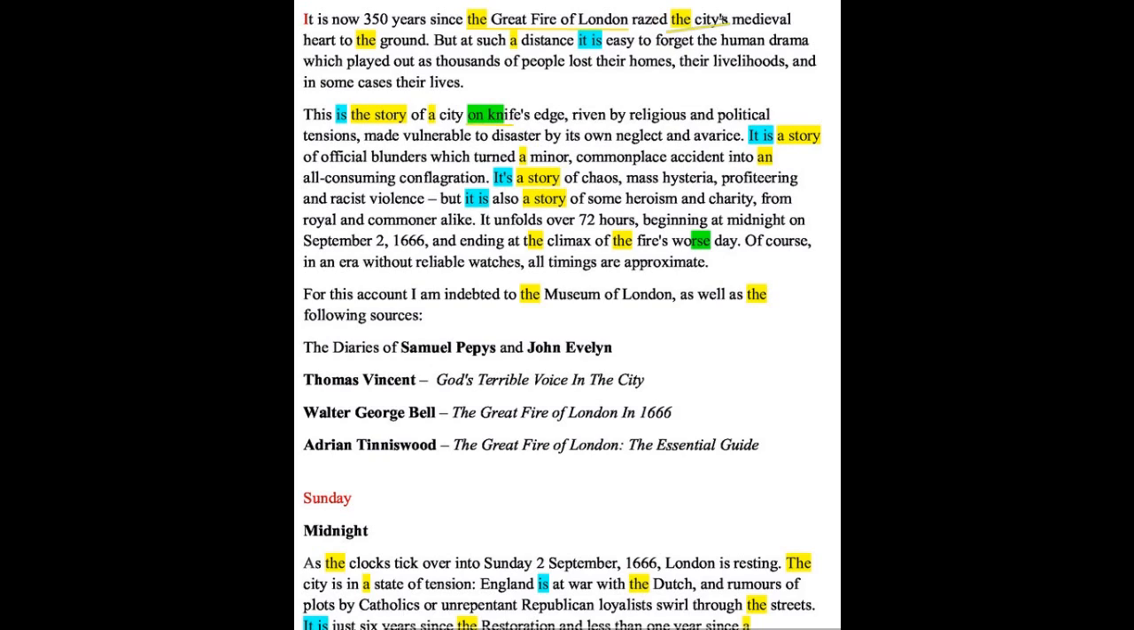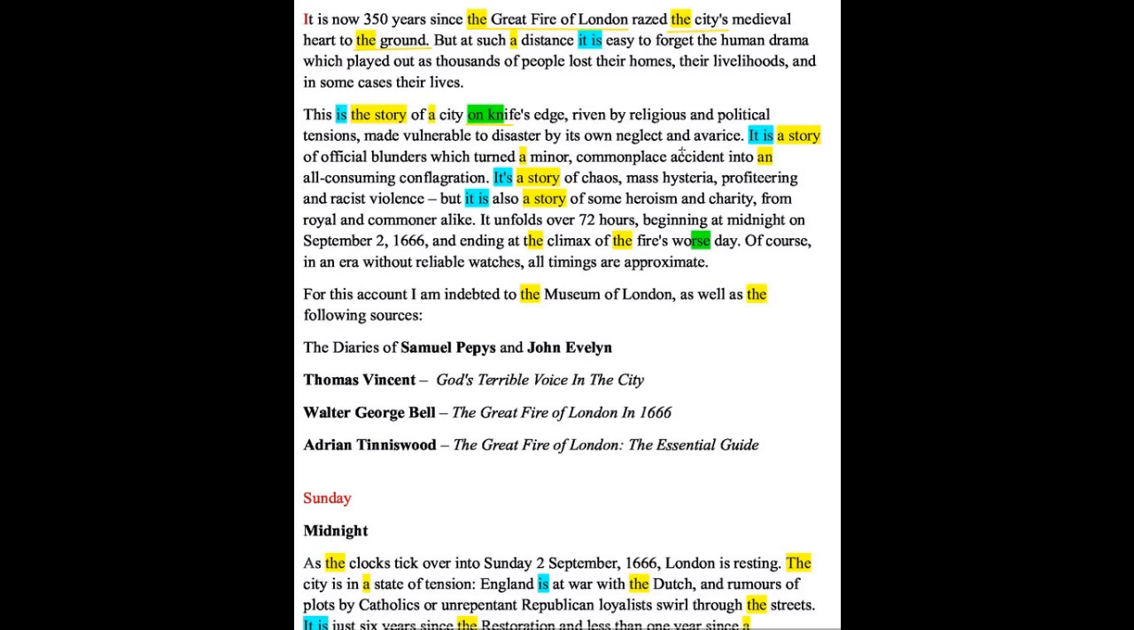So, the Great Fire of London, there's only one, that's clear, it's a definite article. It razed the city's medieval heart. Now, do we know which city it's referring to? We do. We know it's referring to the city of London. And so here we would definitely need the city in order to make it clear to the reader that we are talking about London. So it razed London's medieval heart to the ground.